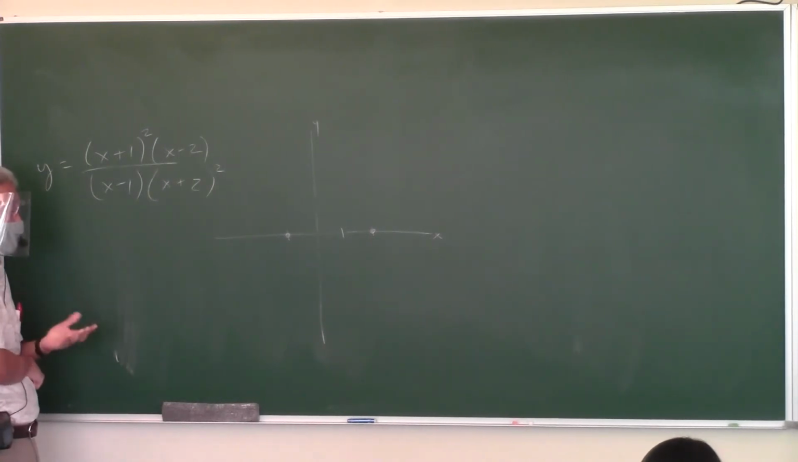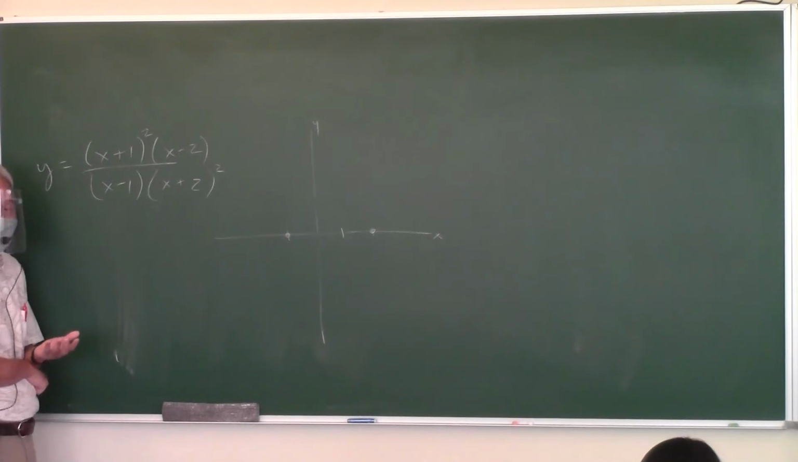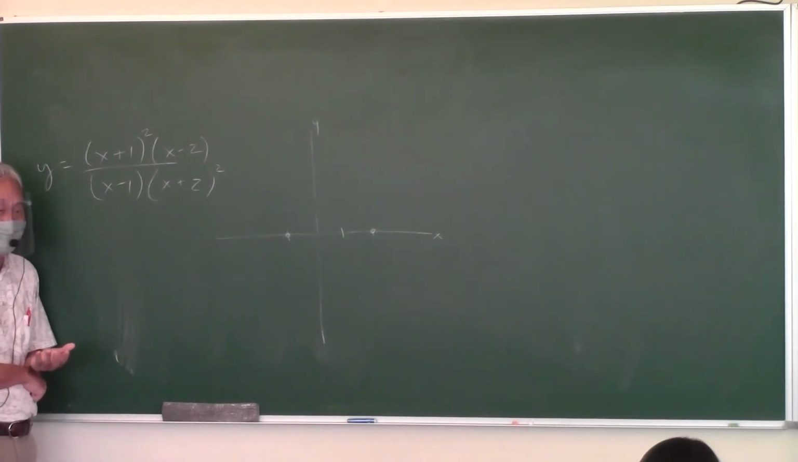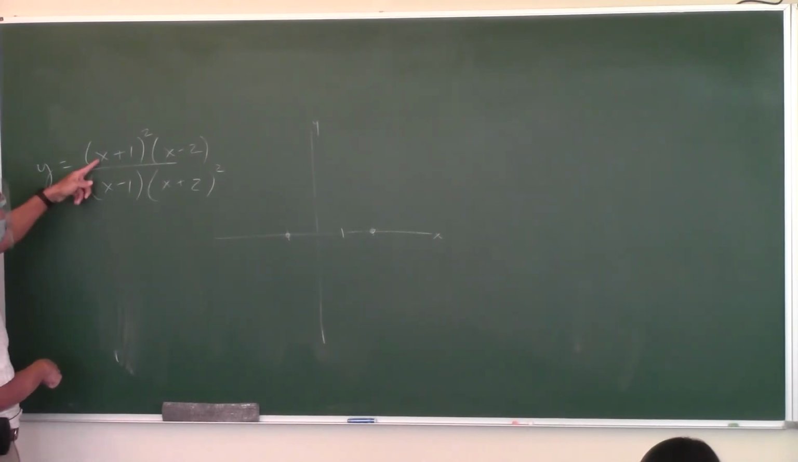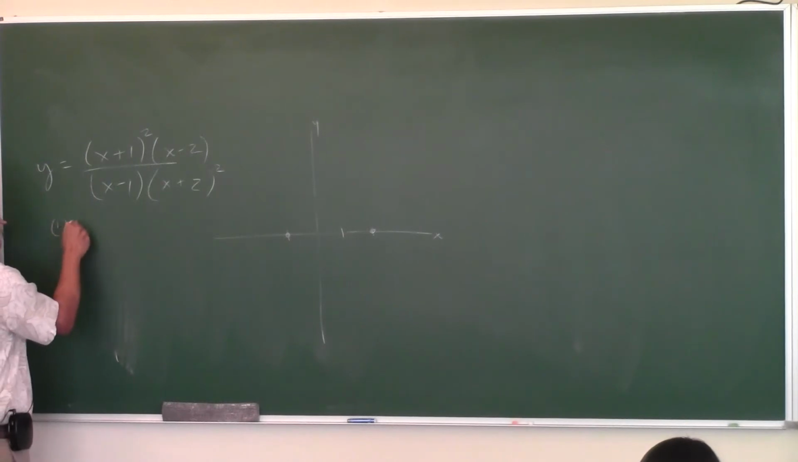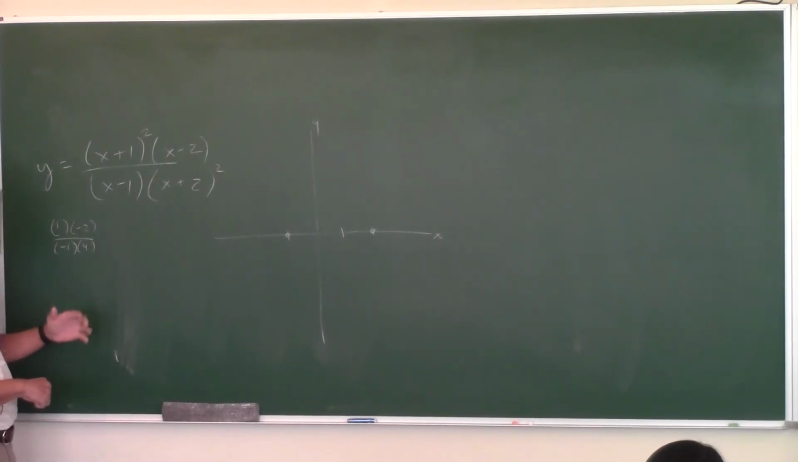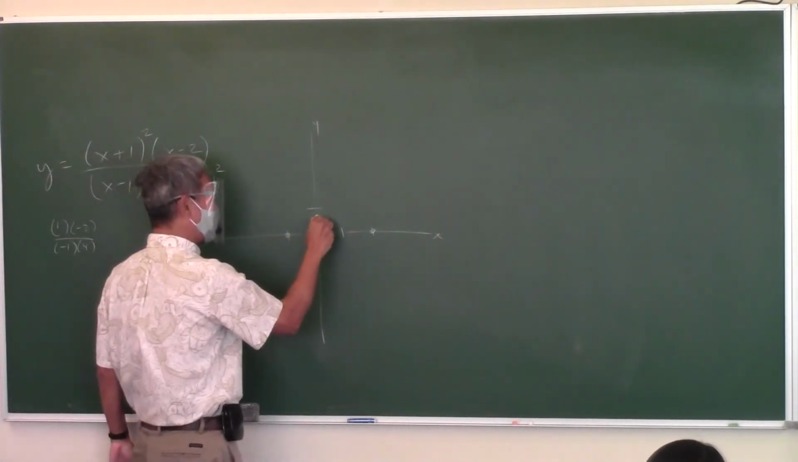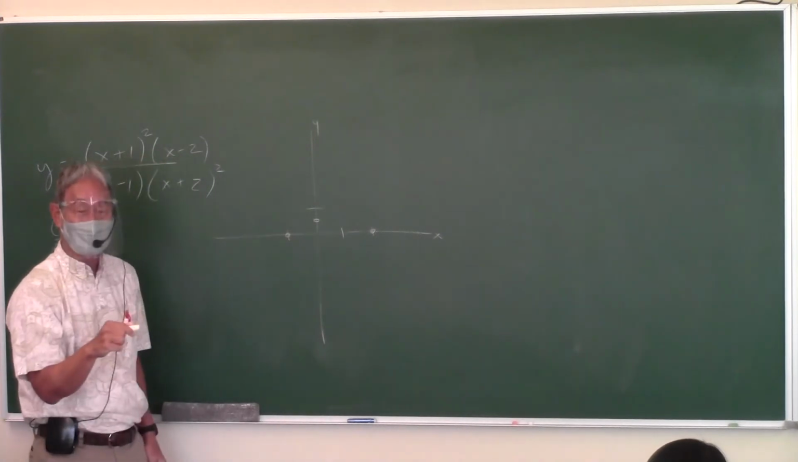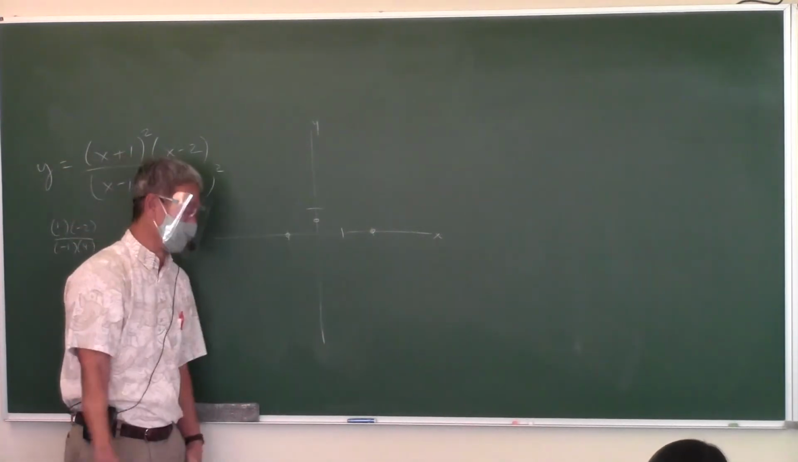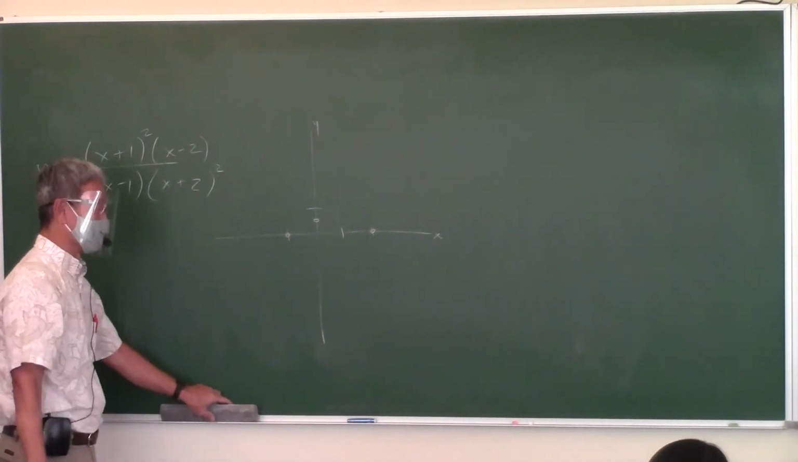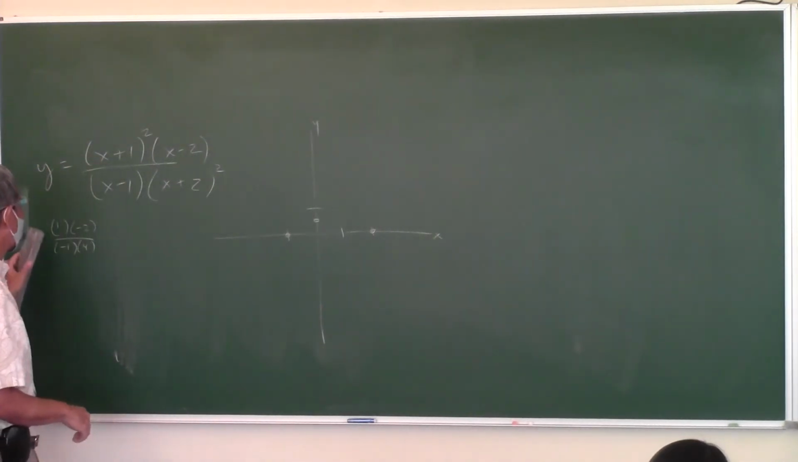I don't know why, every year students have trouble. Isn't the easiest possible thing to plug in 0? What happens when you plug in 0? You get 1 times negative 2 all over negative 1 times 4. 1/2. Because I'm going to tell you right now, if you get the y-intercept wrong, your graph is going to be blown to bits already, because nothing's going to make sense.